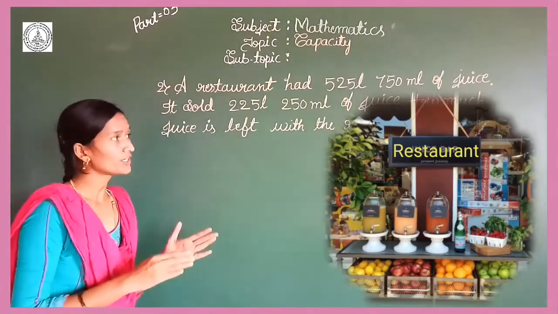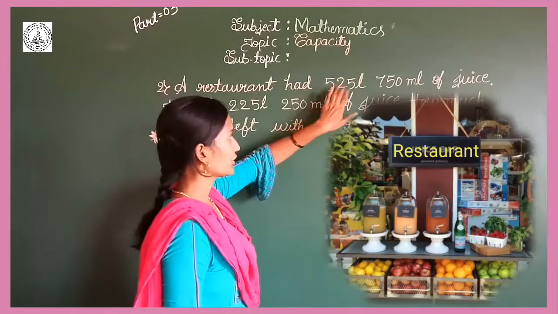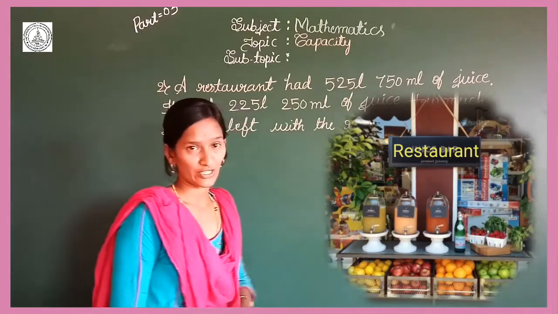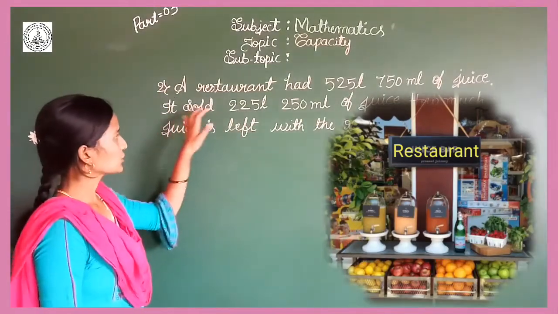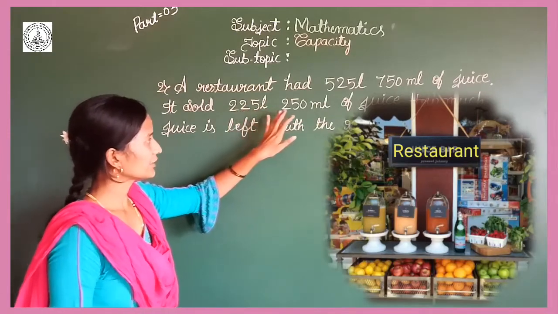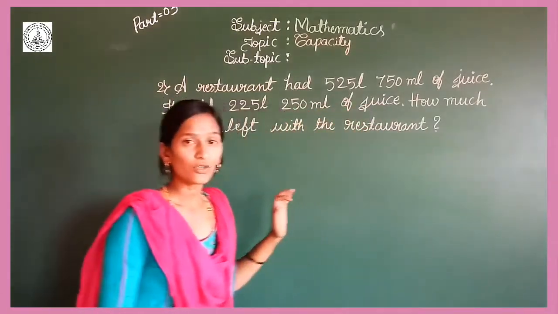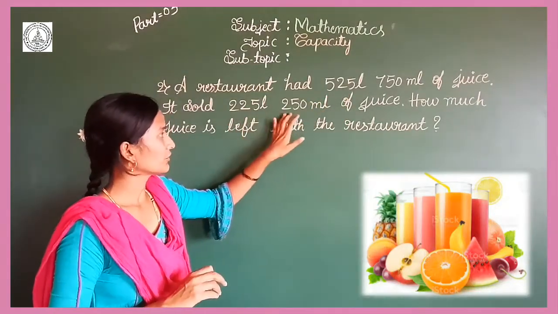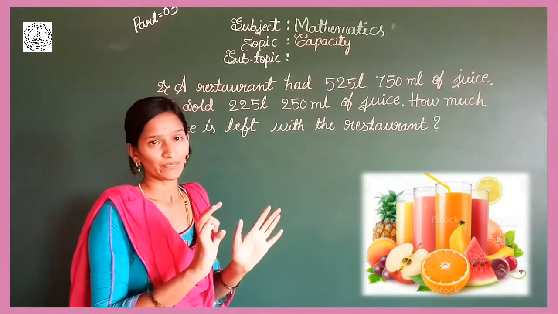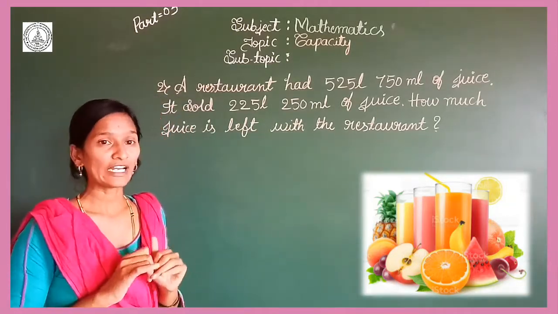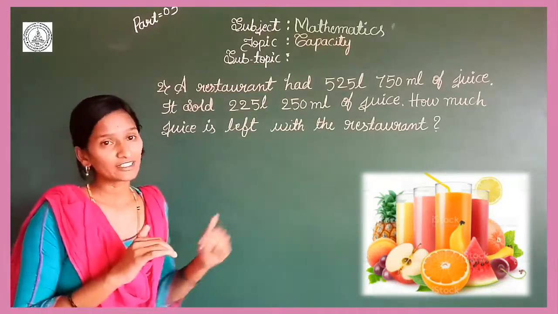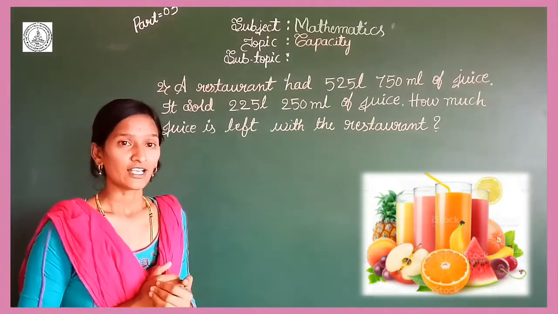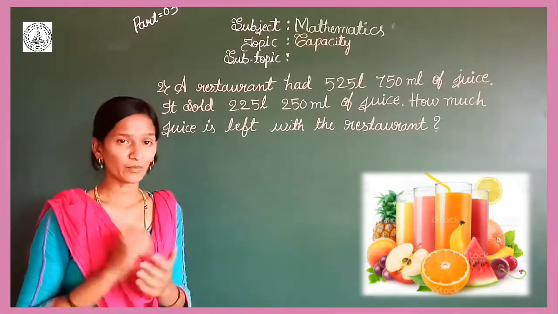See, at first the total amount of juice is 525 liter and 750 milliliter of juice is present in that restaurant. Okay. So next, it sold 225 liter 250 milliliter of juice. So in that restaurant, what happened? In total juice, 225 liter and 250 milliliter of juice was sold. Okay. So now you have to calculate how much juice is left in this restaurant. Means you have to do which operation? Yes, here you have to do a subtraction operation.